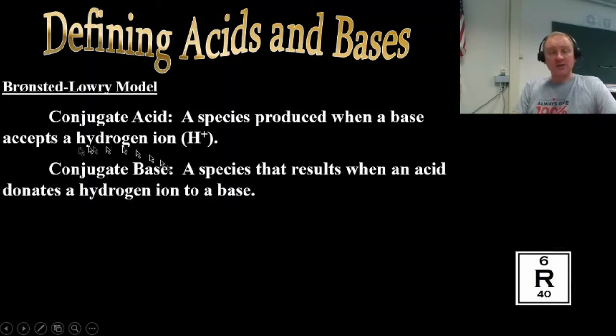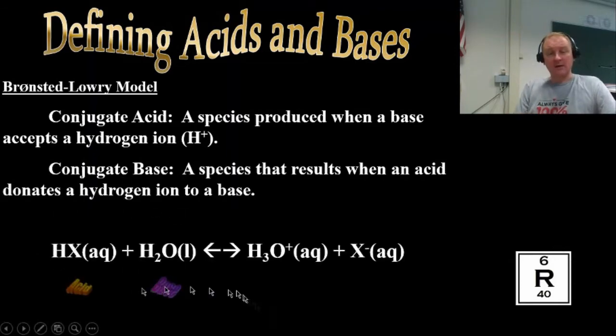So the conjugate base is the result of the acid, what happens to the acid after it loses its hydrogen ion. So the conjugate base is the species that results when the acid loses its hydrogen. So the conjugate acid is what happened to the base once it gained one. The conjugate base is what happened to the acid after it lost one.